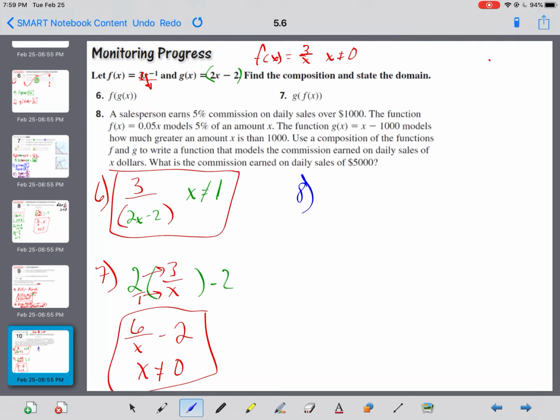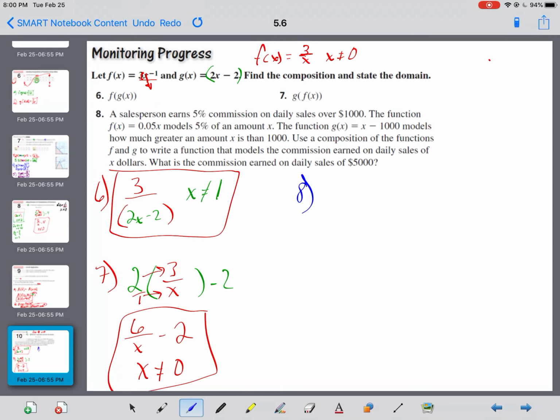A salesperson earns 5% commission on daily sales over $1,000. The function f of x equals 0.05x models 5% of an amount x. The function g of x equals x minus 1,000 models how much greater an amount x is than 1,000. Use a composition of the functions f and g to write a function that models the commission earned on daily sales of x dollars. What is the commission earned on daily sales of $5,000?